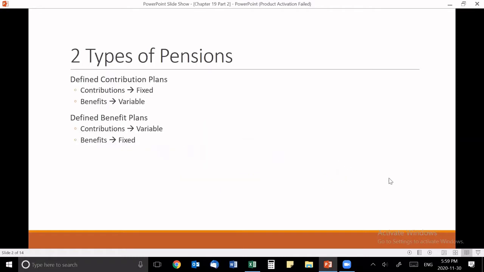So as just a recap, there's two types of pensions: a defined contribution plan, where the contributions are fixed and the benefits are variable. So what the employer has to put into the fund is fixed. What the retirees are going to get when they've retired is variable. For the defined benefit plan, it's the opposite. What the contributions are going to be that the employer has to contribute are variable. And the benefits that the retired members get are fixed.